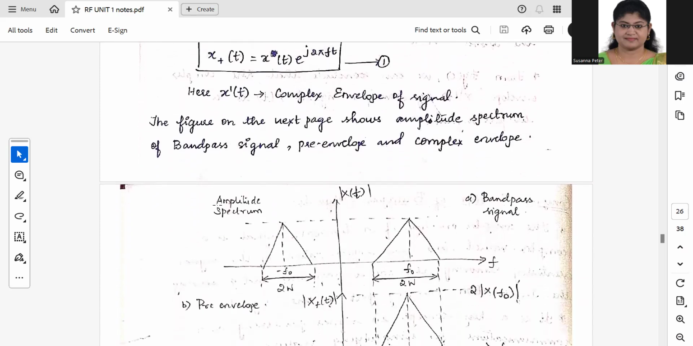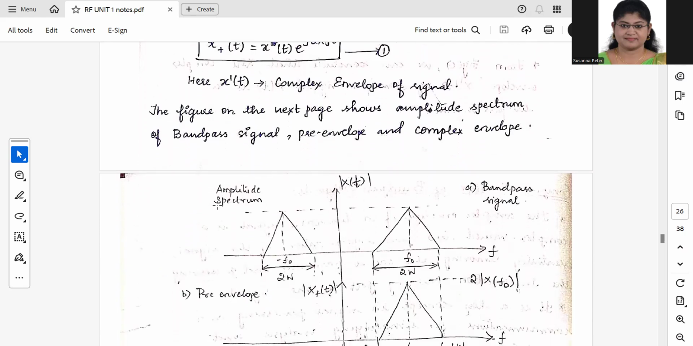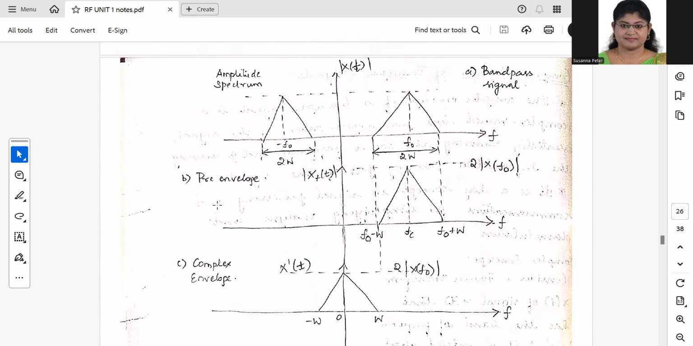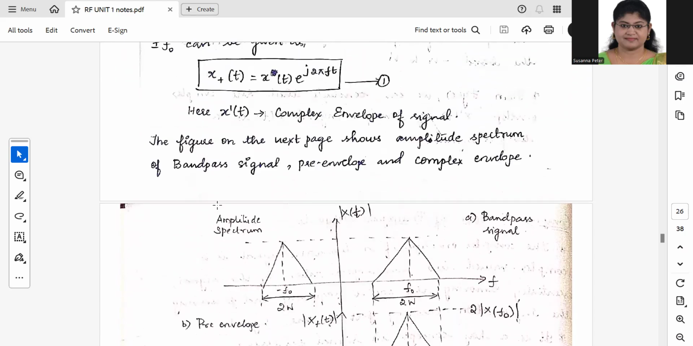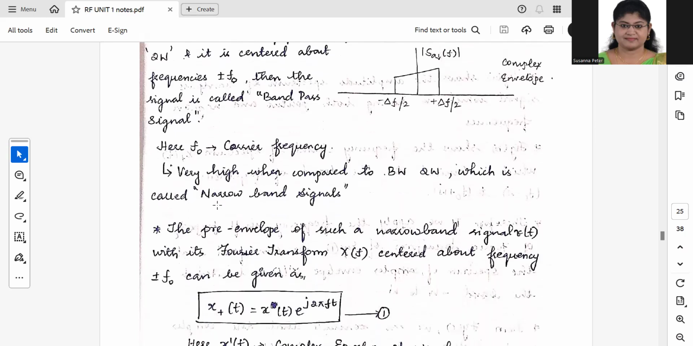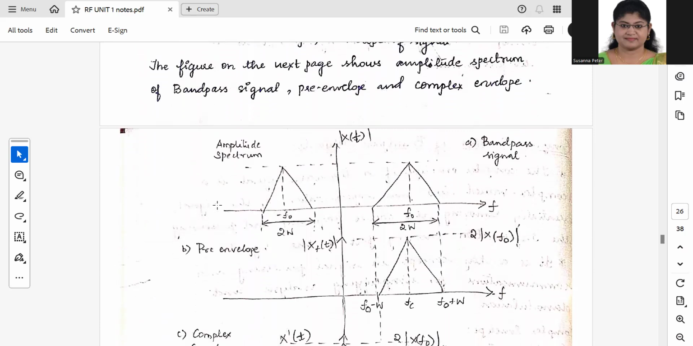On the next page, we'll see the exact diagrams of the bandpass signal, the pre-envelope, and the complex envelope. This figure shows the bandpass signal, same as before, only the shape is different. You have the amplitude spectrum, divided into two bands of width 2W each, with the lower cutoff frequency and upper frequency. It's not starting from 0 hertz, so this is a bandpass signal.